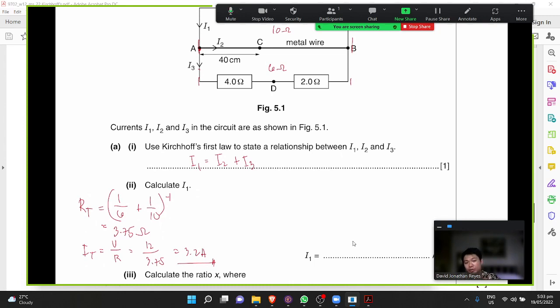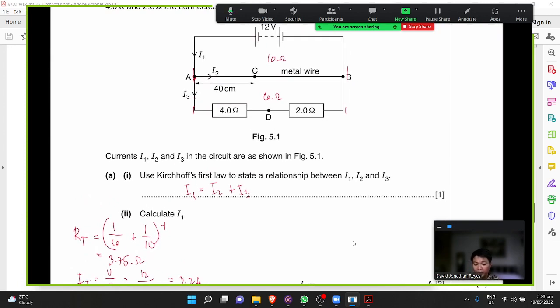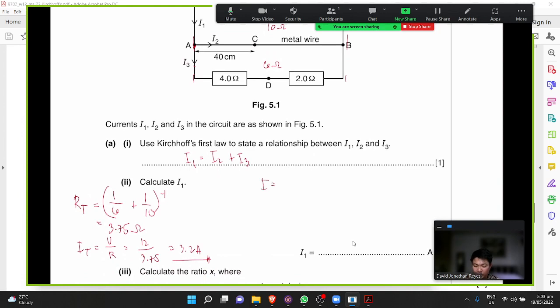Now, if you're using Kirchhoff's law and this relationship on top, find first the current in the middle part. We know that this is 10 ohms, right? And this is 12 volts also because they are parallel. So I is equal to 12 over 10, which gives you 1.2 amperes. This is I2. Then I3 is 12 over 6, which gives you 2 amperes. I2 plus I3 gives you 3.2 amperes. So that is the answer for that part.